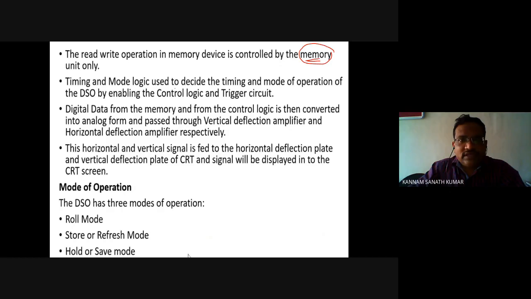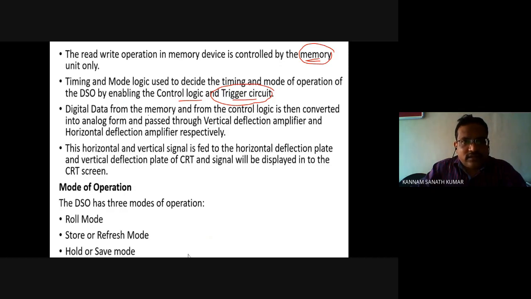Timing and mode logic is used to decide the timing and mode of operation. That means whatever timing signals are there will be controlled by the control logic and trigger circuit. Okay, the trigger circuit is mainly used to synchronize both the horizontal as well as vertical amplifiers or vertical deflection plates.